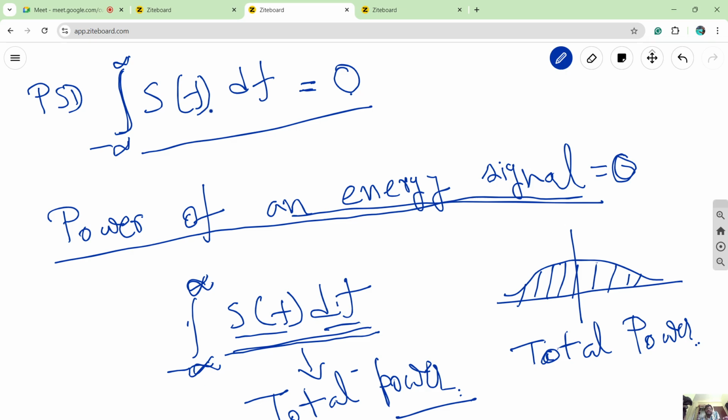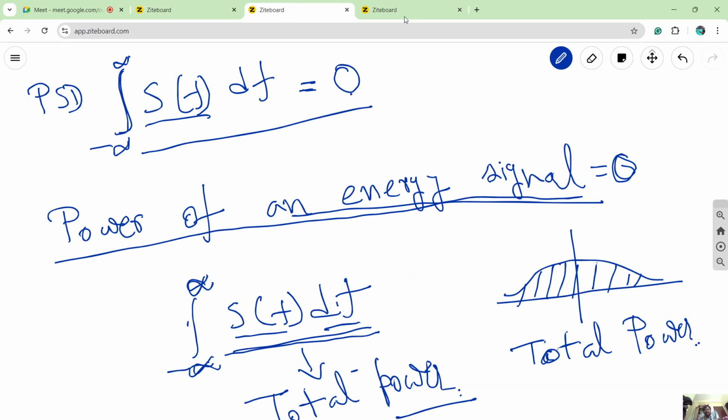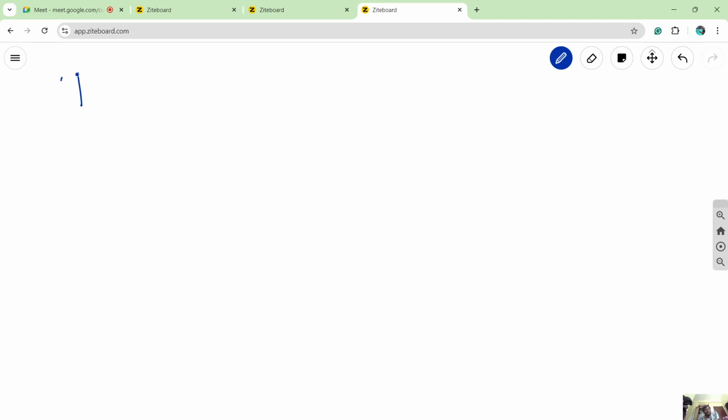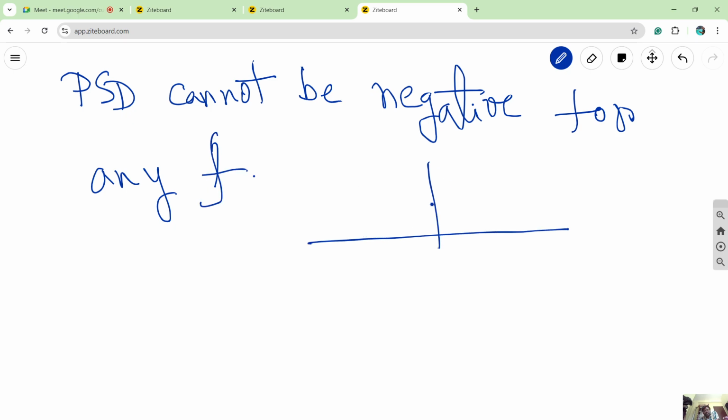So the only option, because in the previous one we said that PSD cannot be negative for any f value. So basically, this cannot be a PSD. This cannot be a PSD.